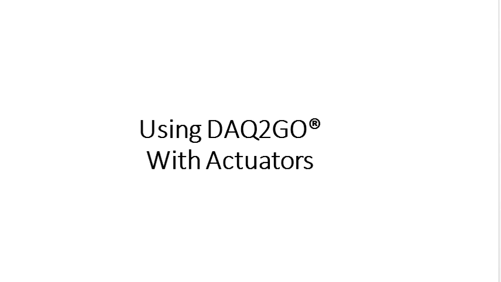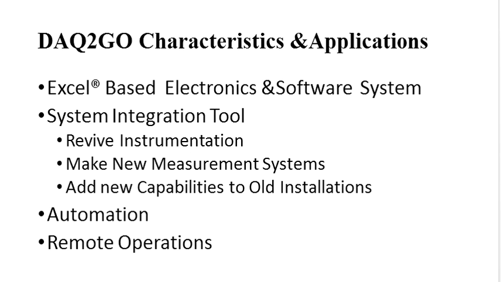This module deals with using DAQ2GO with a variety of actuators. For the sake of review, DAQ2GO is an Excel-based electronics and software system which can be used as a system integration tool for such different applications as reviving old instruments, making new measurement systems, controlling a manufacturing process, or adding new applications to old installations.